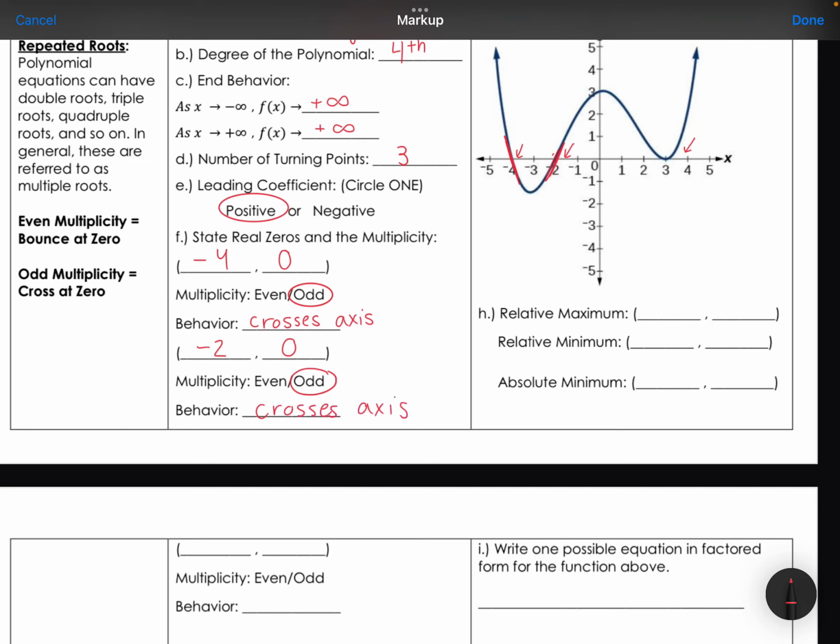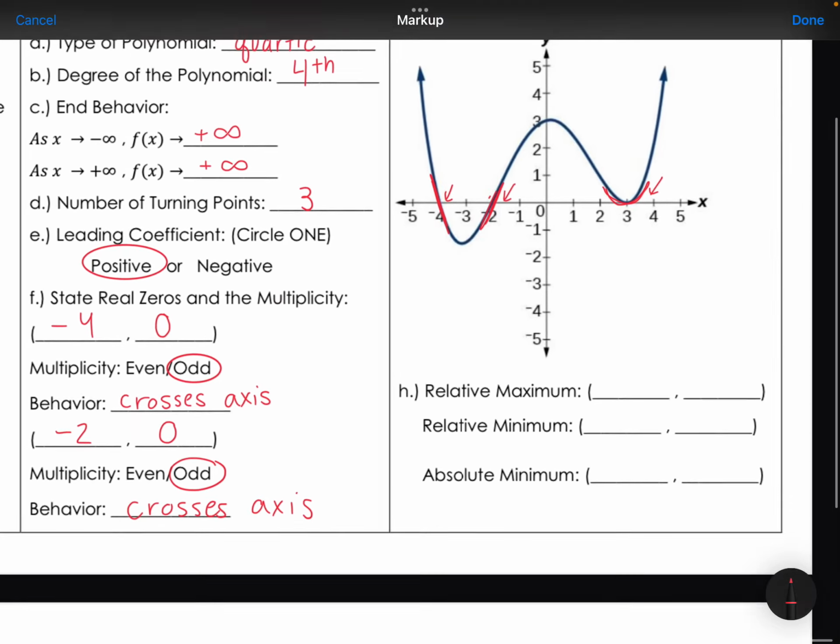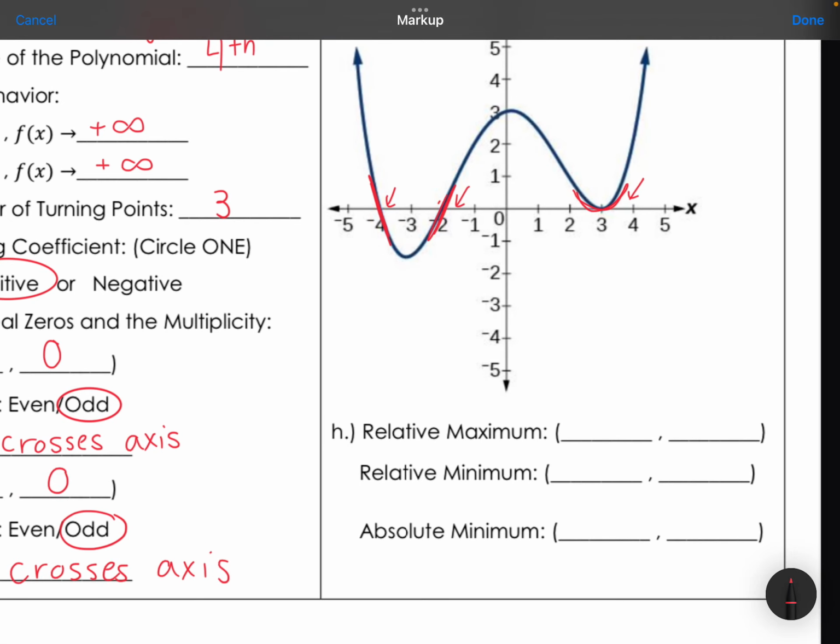And then we have one last one at 3, 0. And that one is even because, as you can see, it doesn't cross, it bounces. It bounces on the axis. Relative mins, relative maxes. So we have our mins here. We have one at negative 3, comma, I think that's about negative 1.5. We have one at 3, 0.